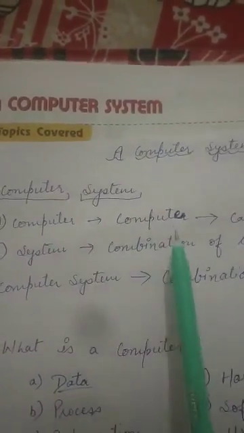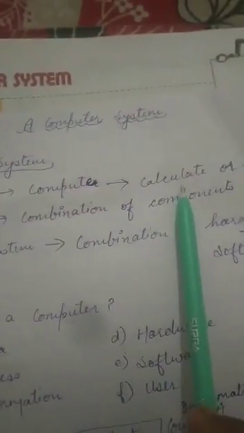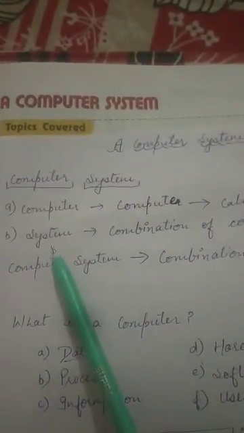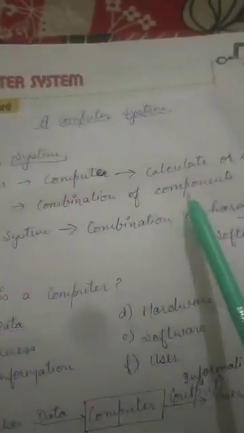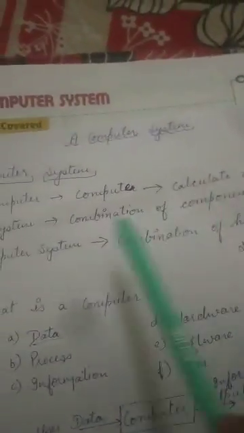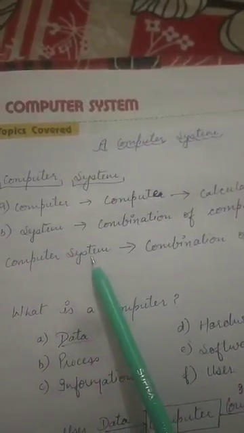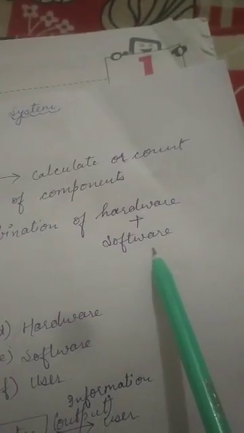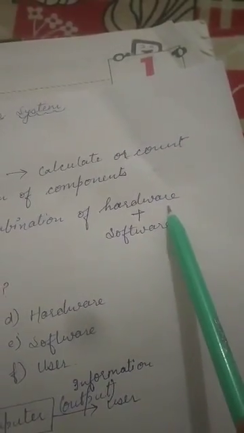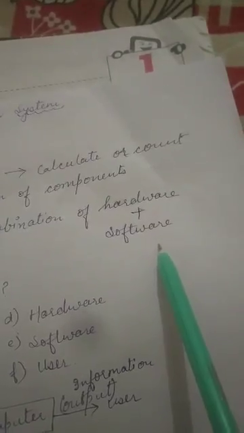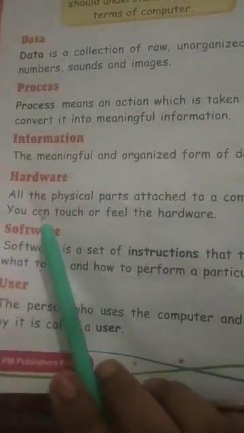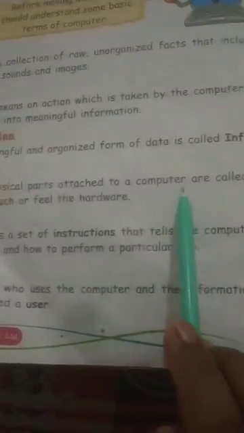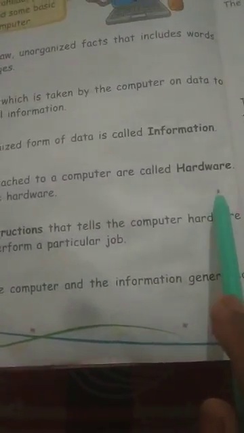Computer means to compute, to calculate something. Next, system. System means combination of components. And when we join these 2 words, computer system, it means combination of hardware as well as software components. Now the question is, what do you mean by hardware components and what do you mean by software components? So see in your book, hardware component means all the physical parts attached to a computer are called hardware components.